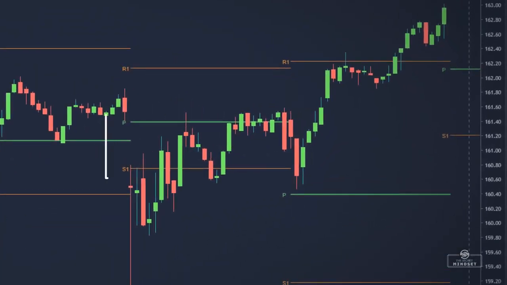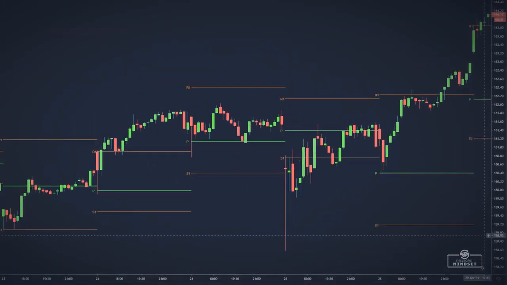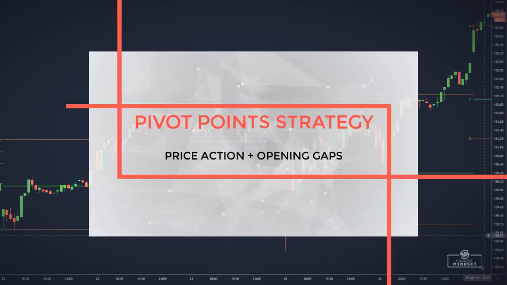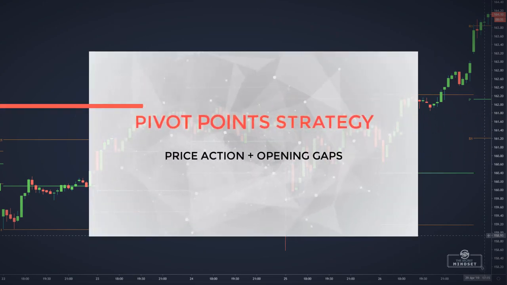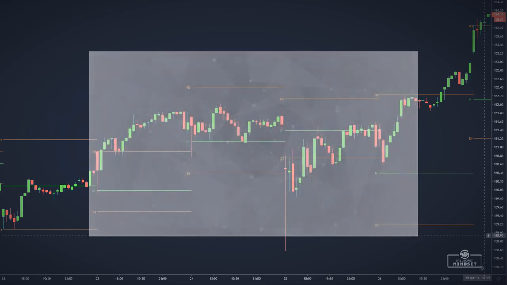But what if we add the opening gaps into the setup? Well, believe it or not, the chances of hitting the pivot point are even higher. So in this video, I will show you how I trade stocks during the opening session, taking into account just gaps, pivot points, and simple price action.